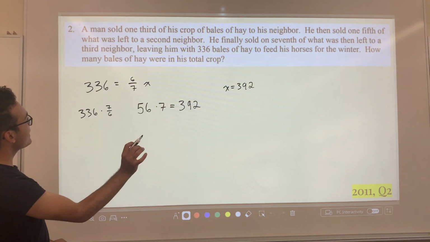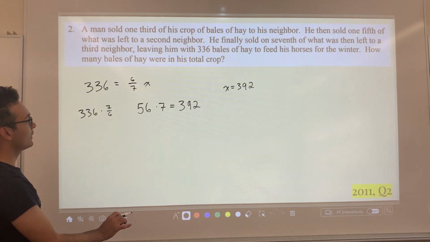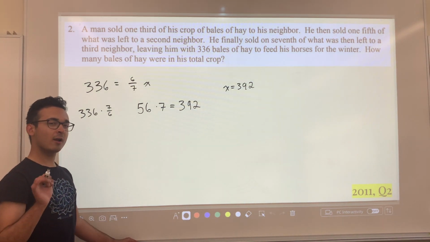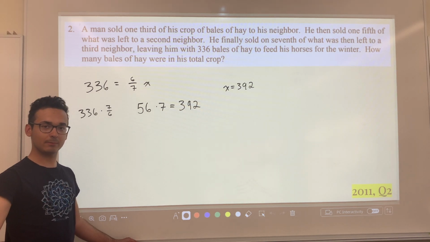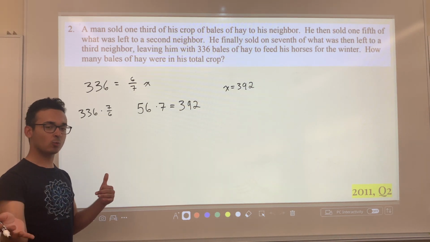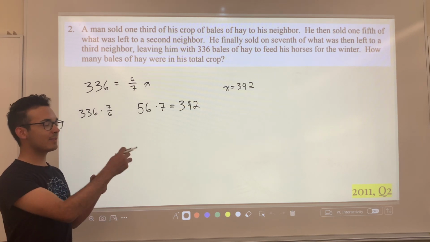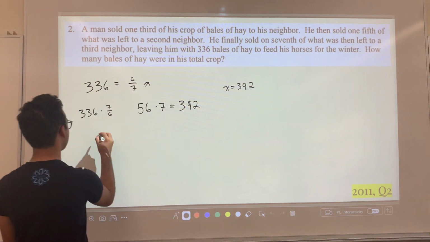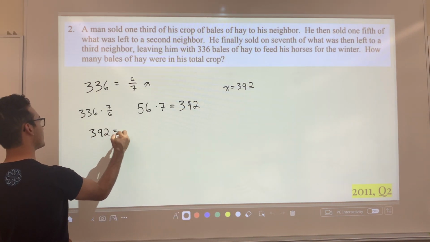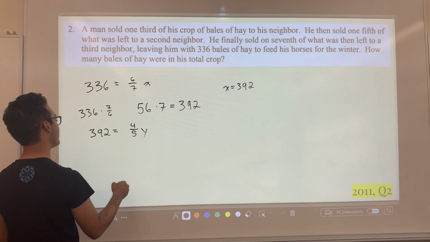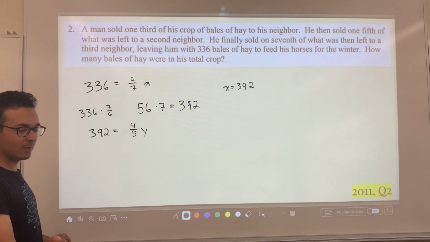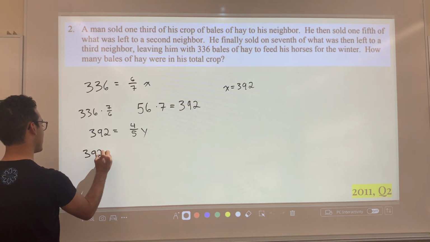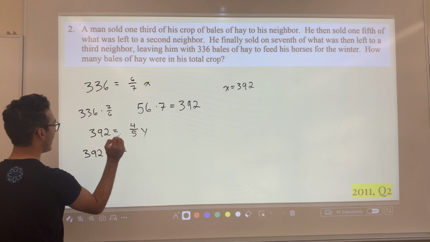He then sold 1/5 of what was left to a second neighbor. So we know that 392 must be 4/5 of what he had originally. If he sold 1/5 and is left with 392, then this represents 4/5 of what he had originally. So we can write 392 is equal to 4/5 y. We'll use another variable. And to find y, we multiply both sides by 5/4 in this case. We get 392 times 5/4 to get y.